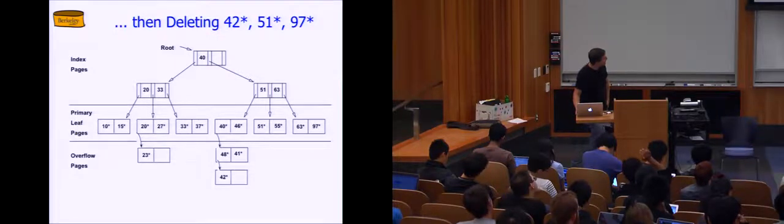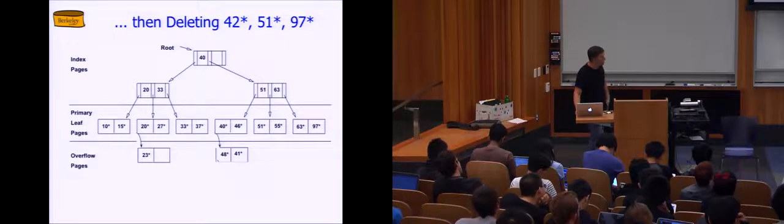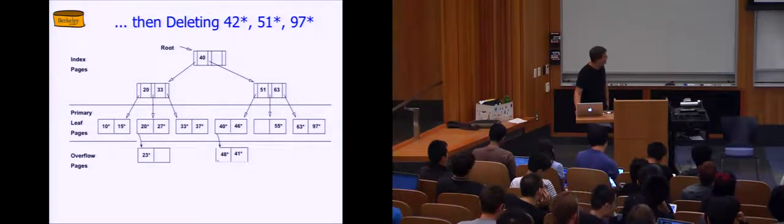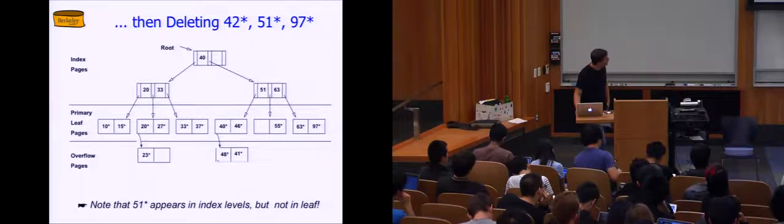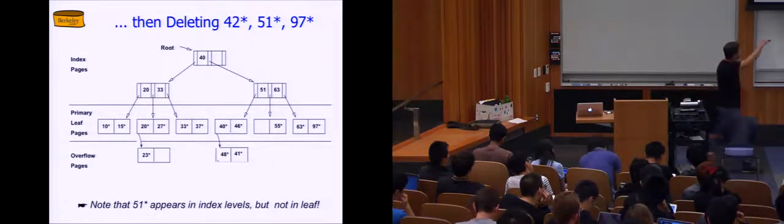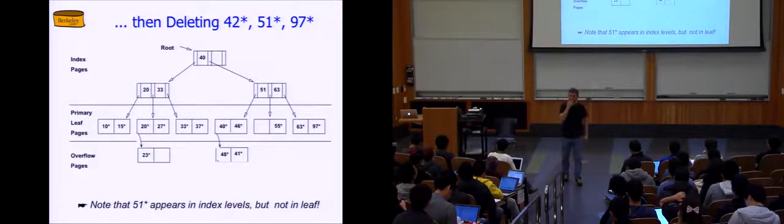So let's do our insertions again. Great. And then let's delete 42. And when we do that, we can also delete the associated overflow page and give it back to the pool. Delete 51. Where'd it go? We just delete it. It's just gone, because it was in that primary leaf page, and that structure is never going to change. And delete 97. Here's a point. After we delete 51, interestingly, there's still a 51 up above in the index level. We didn't delete it from up above. That's okay. Why is that okay?